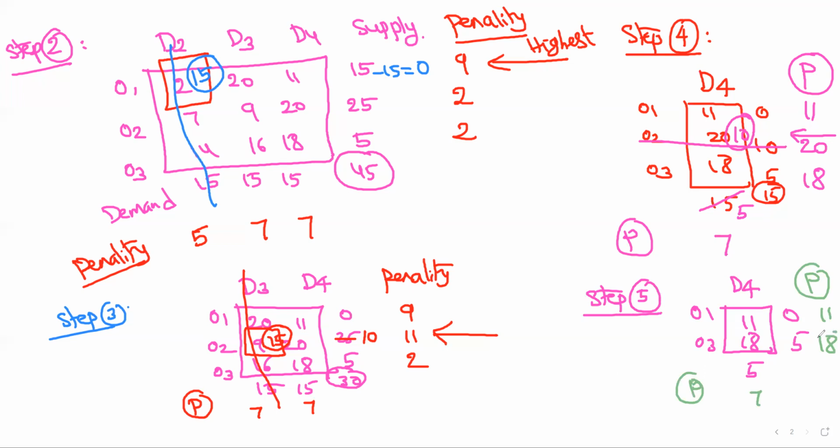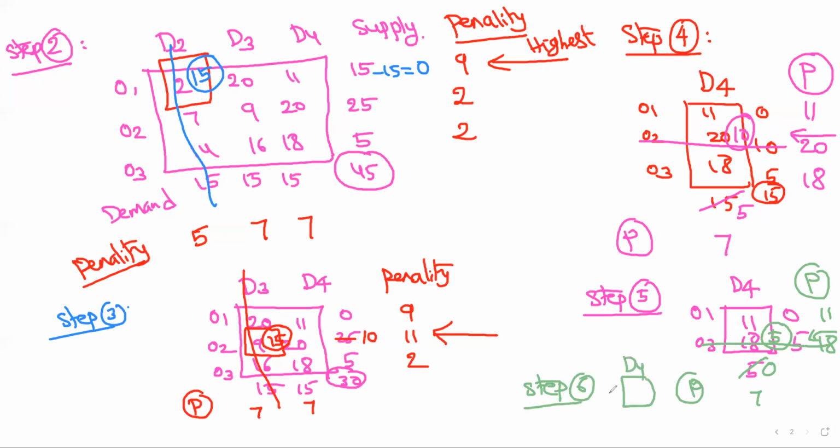What is the highest here? 18. So for 18 we have to give. For 5 and 5, we have to give 5. 5 is completely satisfied, so cancel the row. And the column is left with 0. Only one element is there. What is that? 11. Step 6.